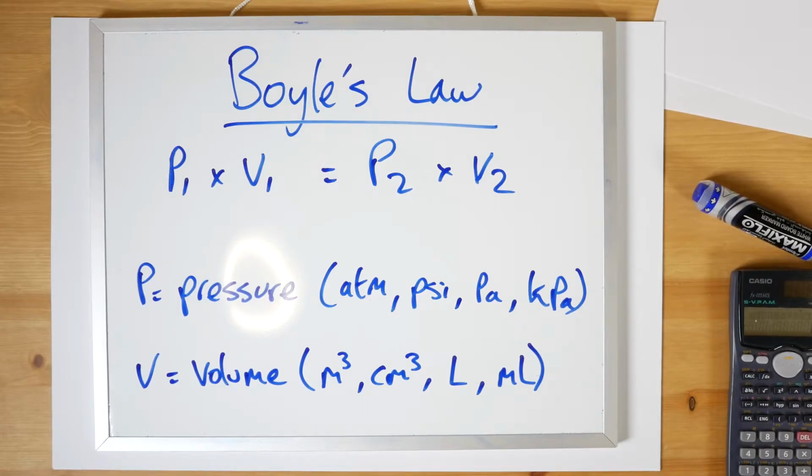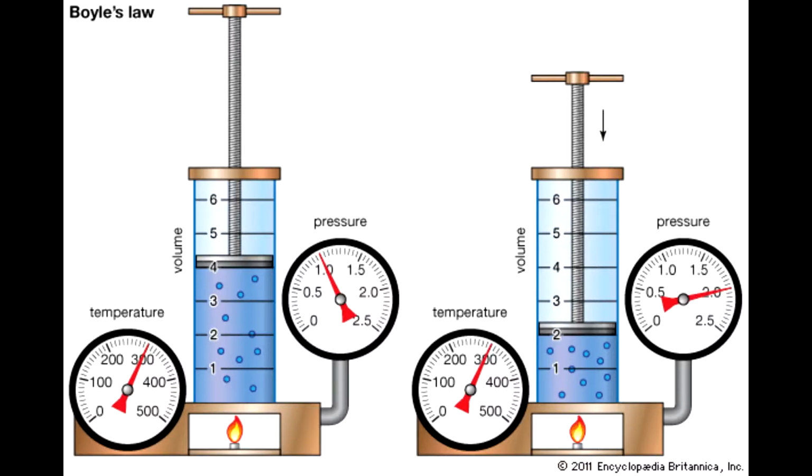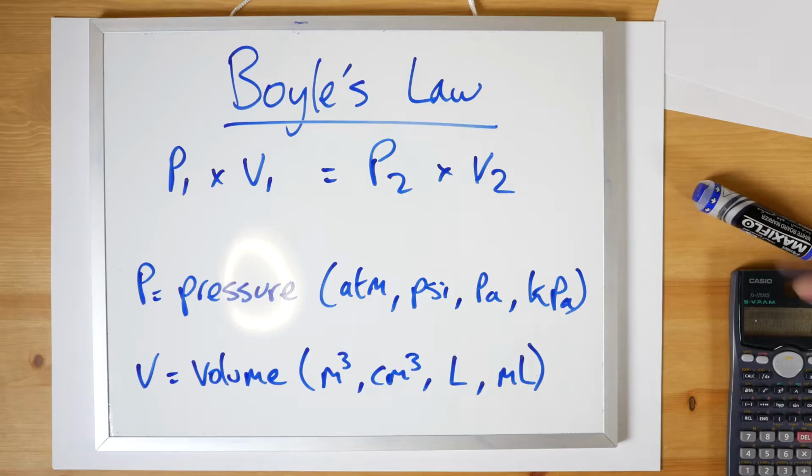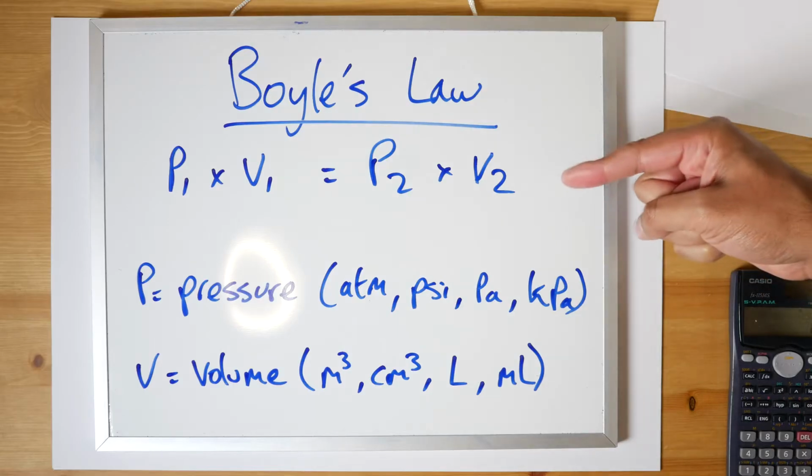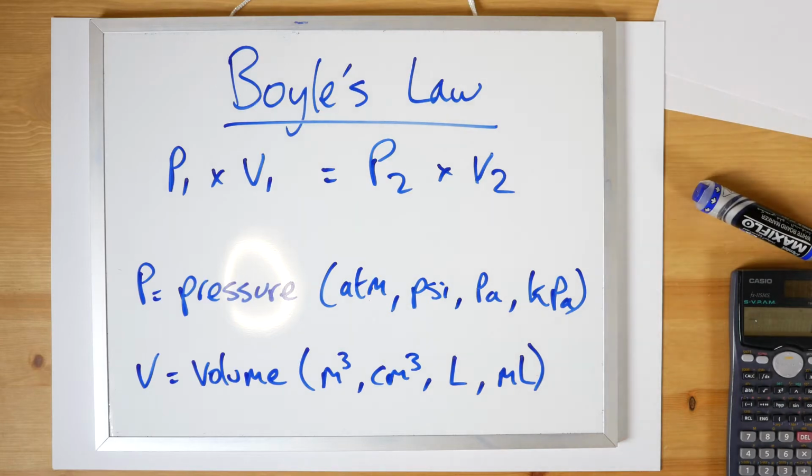Today we're going to be looking at Boyle's law. Now, to put it simply, Boyle's law states that if you squash a gas, the pressure goes up. And if you make a gas expand, the pressure goes down. It can be summarized as P1 times V1 is equal to P2 times V2. The condition for this is that the temperature must remain constant.